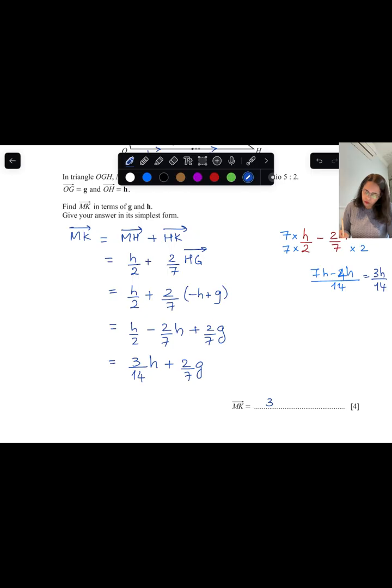3/14H plus 2/7G. It doesn't matter which one you write first, but it would look nice or be common sense to write the G first, but it's okay if somebody writes H first. Doesn't matter which one you write first.